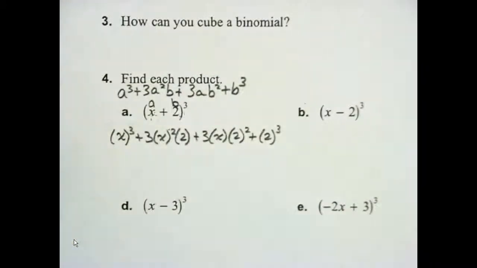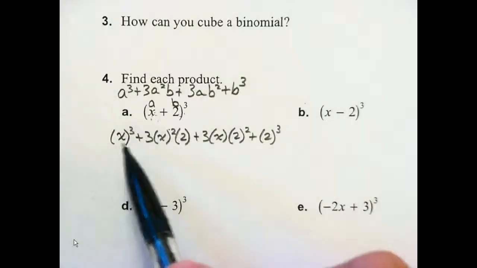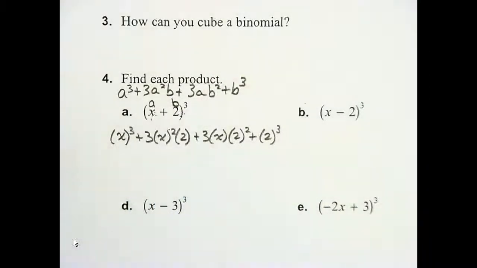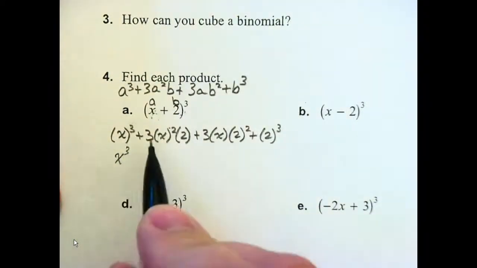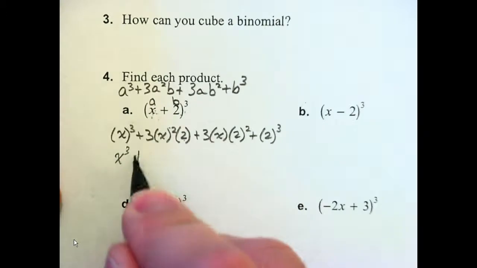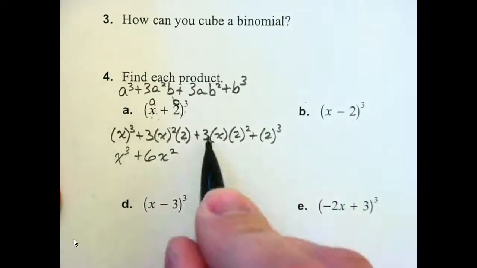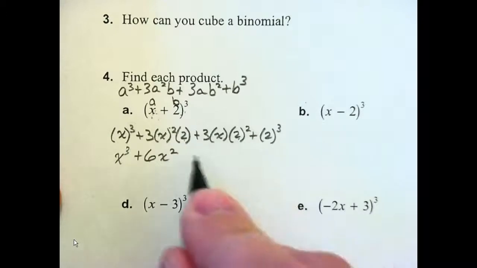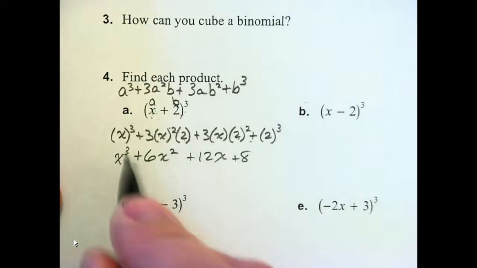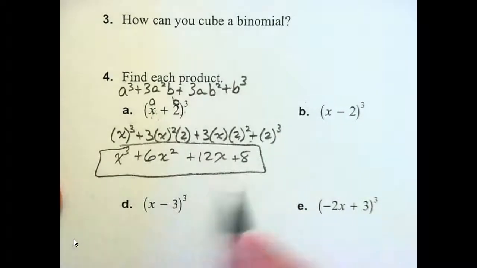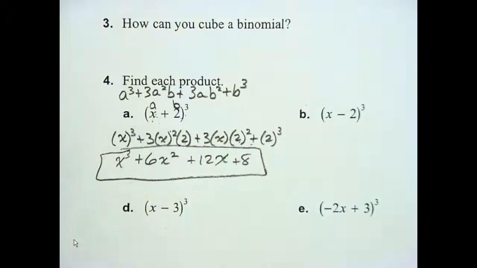Okay, that is what I got there. That's just the straight substitution, right? The A's got replaced with X, and the B's got replaced with 2. And now we simplify. This is just X cubed. This is 3 times 2, which is 6, X squared. This is 3 times 4, which is 12X. And this is 8. All right, questions?